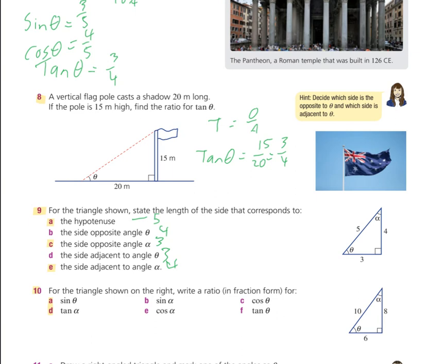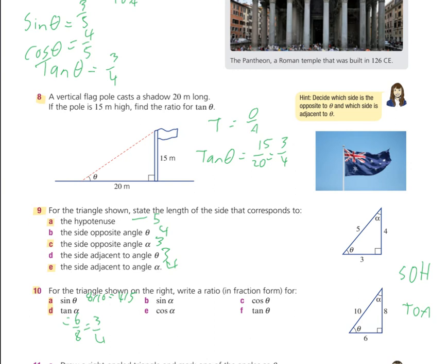For the triangle shown on the right, write a ratio in fraction form for sine theta. So if here's my theta, sine is opposite over hypotenuse. So it's going to be opposite 8 over 10, 8 over 10, which simplifies to 4 over 5. For D, tan alpha. Tan is opposite over adjacent. Opposite of alpha is 6. The adjacent is 8. So that's going to be 6 over 8, which equals 3 over 4.